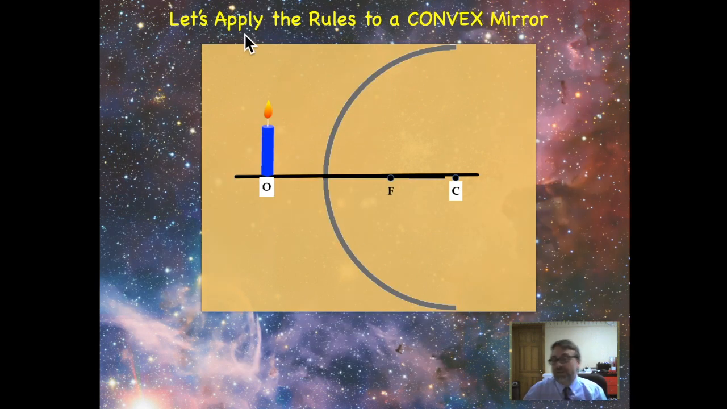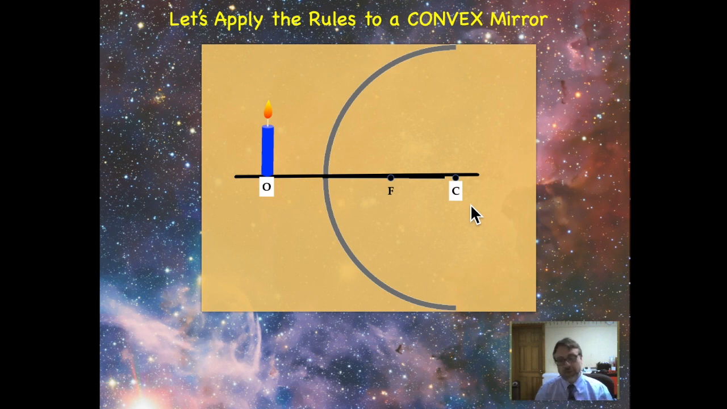So we're going to apply the same three rules to our convex mirror. Here is an example of a convex mirror. I have an object in front of it, and I see that the mirror is curving away, like the examples with the spoons. Now note that with this type of mirror, the focal length and the center of curvature are on the virtual side of the mirror. They're not on the real side where the object is.